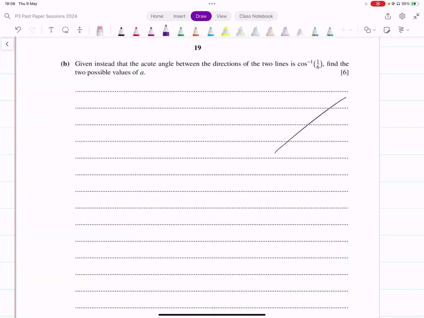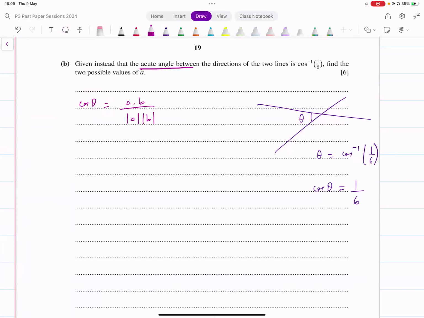Okay, now the two lines look like this. They're saying the acute angle between them, let's call this theta. Theta equals cos inverse of 1 over 6. What that means is cos of theta equals 1 over 6, right? If theta equals cos inverse of 1 over 6, then cos theta equals 1 over 6. And now we use the angle formula. What's the angle formula? A dot B divided by modulus of A into modulus of B. Cos theta equals this thing.